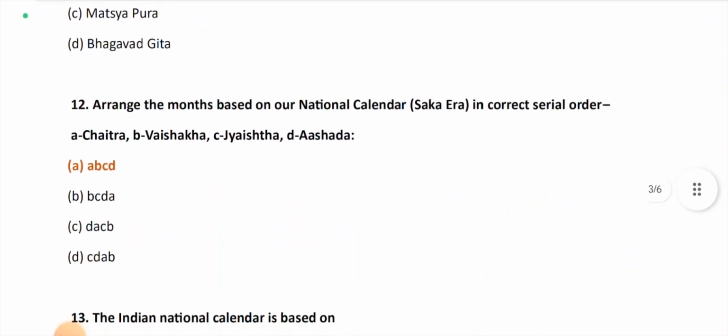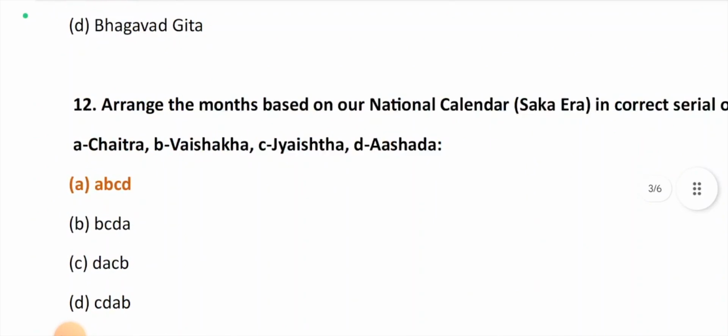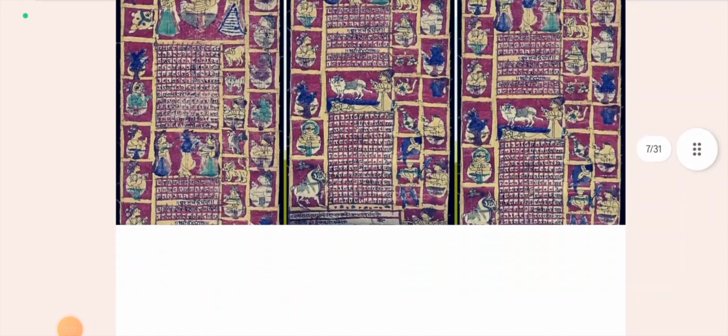12th one. Arrange the months based on our national calendar, the Saka era, in correct order. The national calendar of India is the Saka calendar, and the first 4 months in order are Chaitra, Vaishakha, Jyeshtha, Ashadha, and the Saka calendar is the national calendar of India.